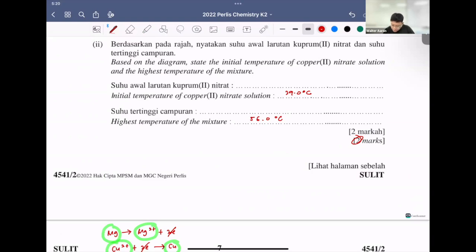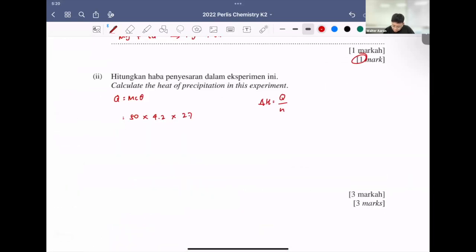So that would be very simple. And if you calculate properly, it will be 5670 joules. And you have to convert it to kilojoules before you calculate the delta H value. So I will do that first, okay? So the heat change will be 5.67 kilojoules, right?